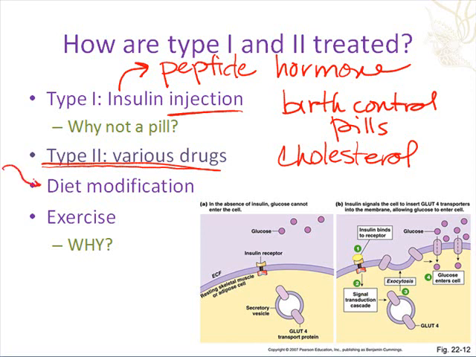Diet modification is a big thing, right? We all know that diabetics are told not to consume lots of simple sugars because it too rapidly elevates the levels of glucose in the blood. It makes it very difficult to control the hyperglycemia. Exercise turns out to be an absolutely pinnacle, critical, important event in the control of diabetes. Here's why. And this is, I think, really interesting. Your book does not talk about it, but it's a really important point to know.